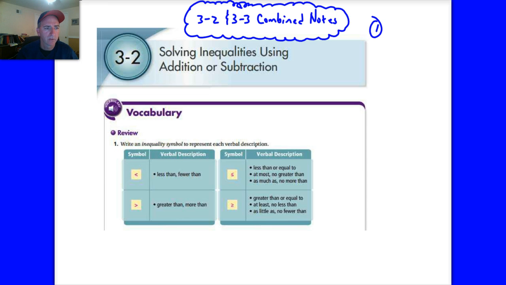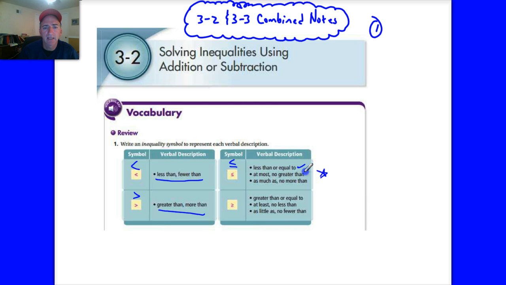Inequality symbols, quick review here for you. When you have the phrase less than or fewer than, that's the inequality that goes this way. Greater than or more than is this right here. All right, and this one you may not be as familiar with, but you should recognize it at least. If you have less than or equal to, the symbol is like that with a line.